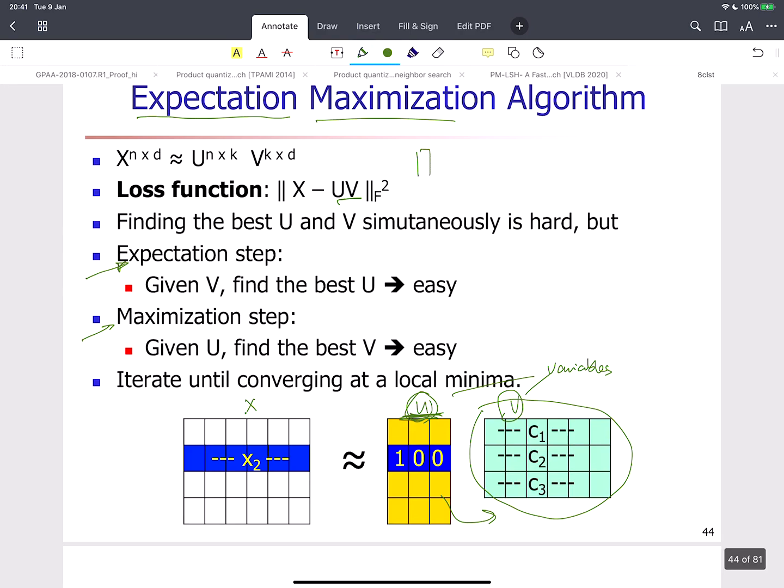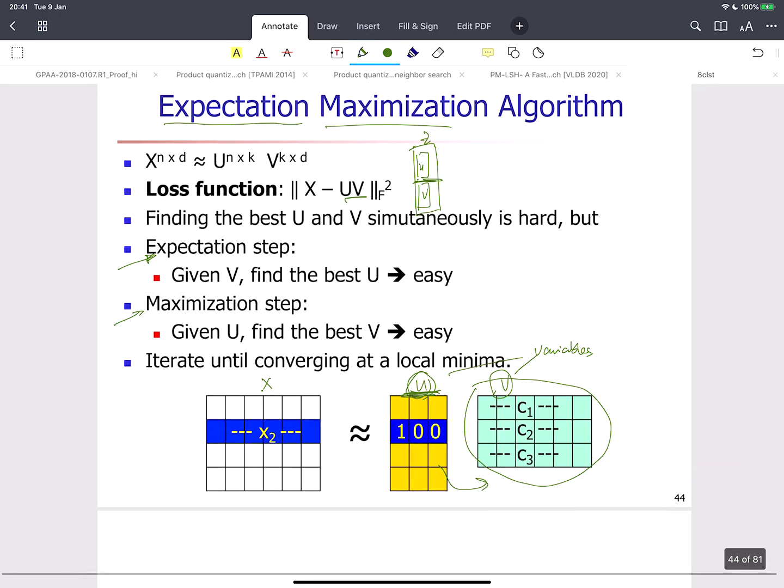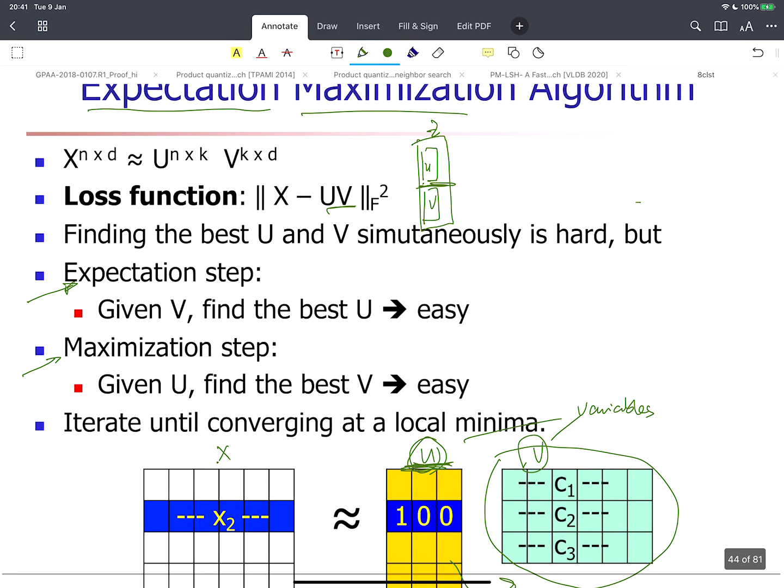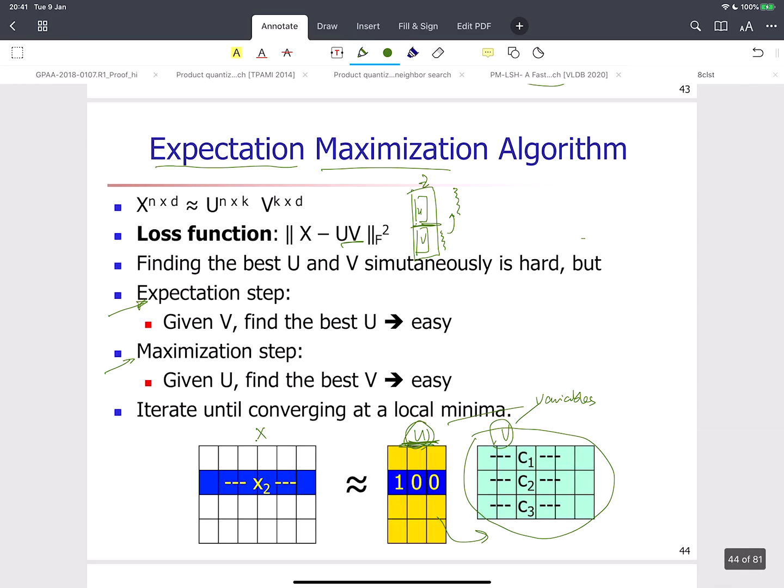So if this is our u, this is our v, you can always stack a matrix into a vector. Basically, this is our parameter, let's say called z. So what you do is that you fix part of the z vector and try to find the best value in the other half. It's not necessarily half, but the other part. And then, once this is fixed, you find the best value for u, and so on and so forth.